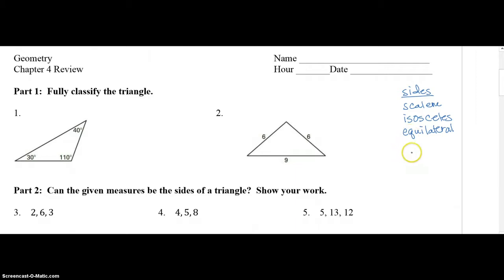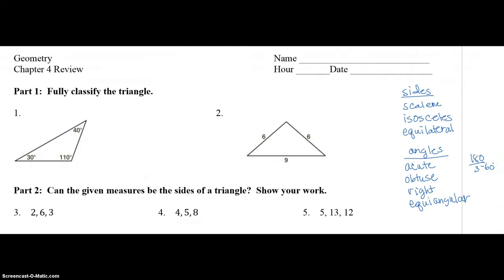Okay, so let's talk about angles. What are our options for classifying by the angles? We've got acute, where all three angles are acute, obtuse, where one angle is obtuse, right, where one angle is right, and equiangular, which means that all the angles are equal. So if you do the math on that, if there's 180 degrees in a triangle and you divide them by three equal angles, each angle is 60 degrees. So it's also acute.